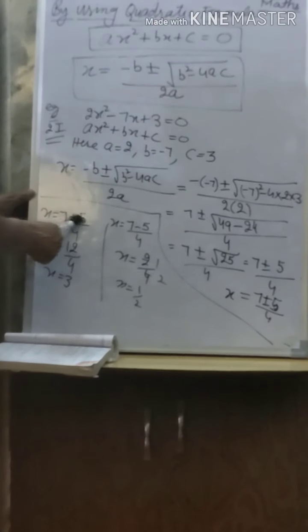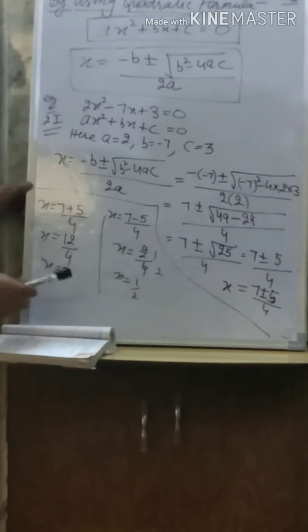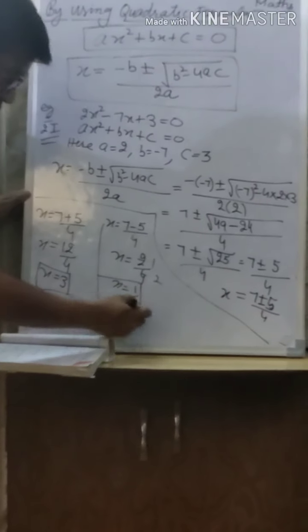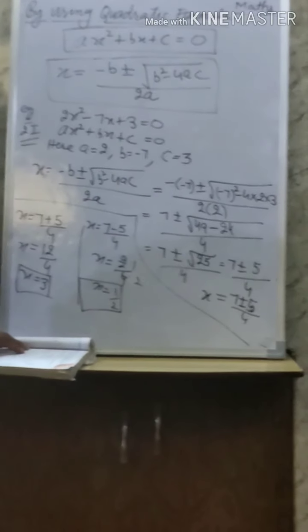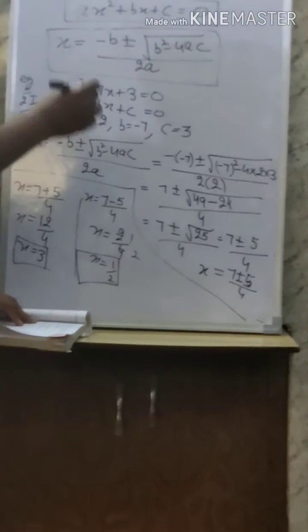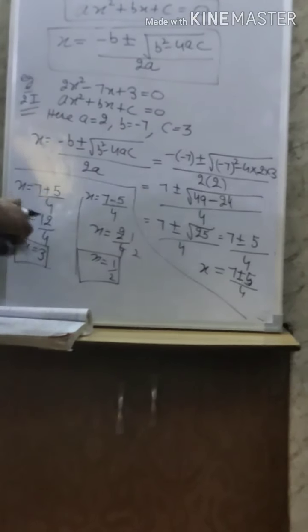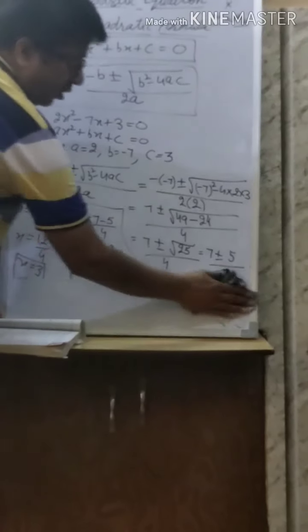So here 7 plus 5 is 12 by 4, which is 3. These are the two roots of the given quadratic equation. Understand? So my dear students, in this way we can solve any question, any equation. One more part I am solving so that your method will be clear.